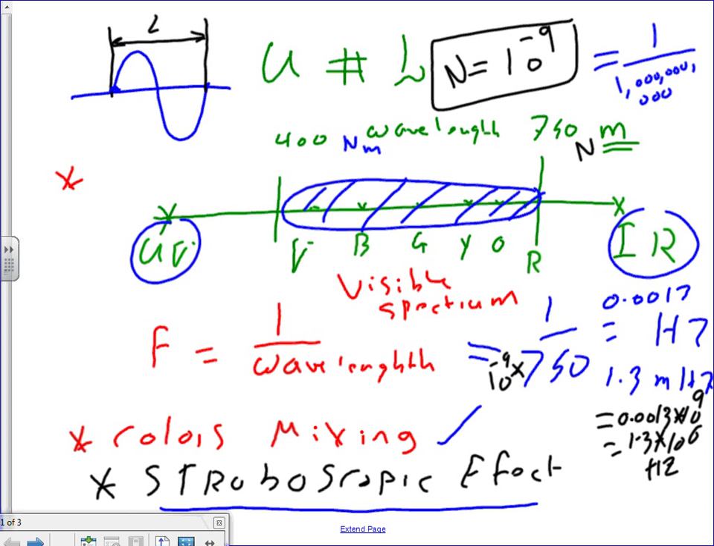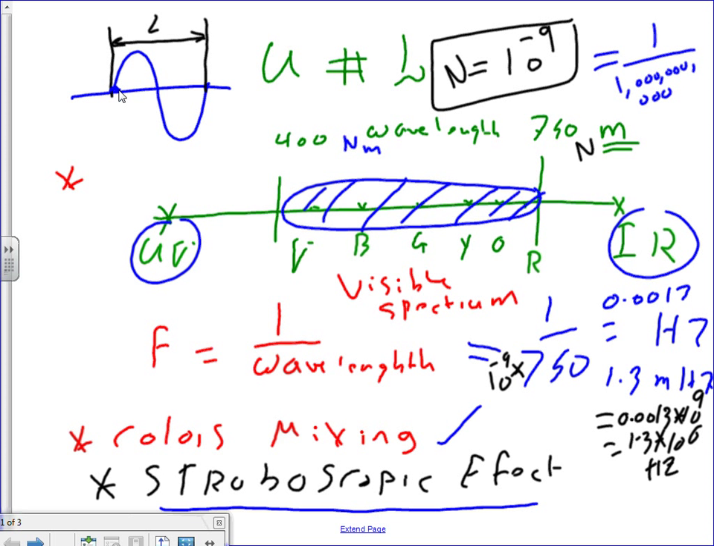So when you do the math for this one, guys, you end up with 1.3. And then you take the 10 to the power minus 9 to the top, and it becomes 10 to the power 9. And then you do the math, you end up with 1.3 gigahertz. That's the frequency of the color red. Wavelength 750, frequency 1.3 gigahertz, or 10 to the power 9.